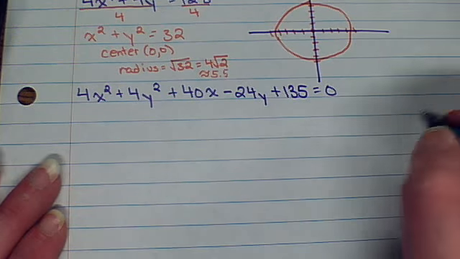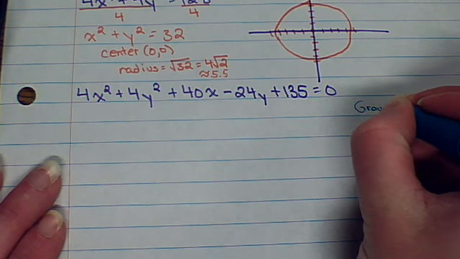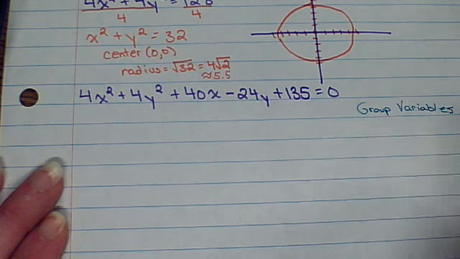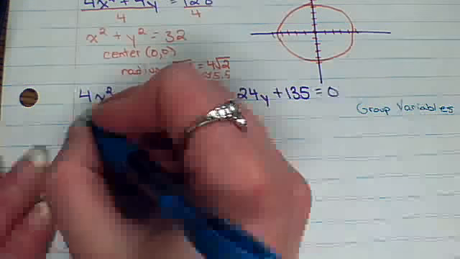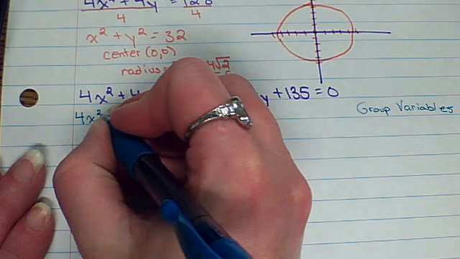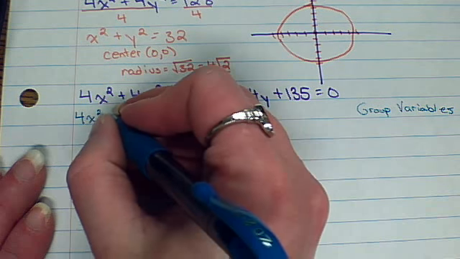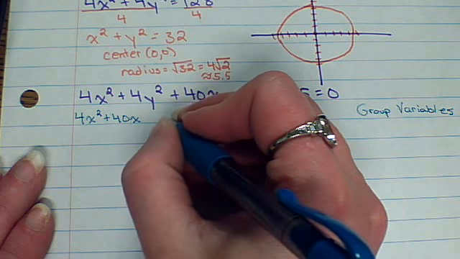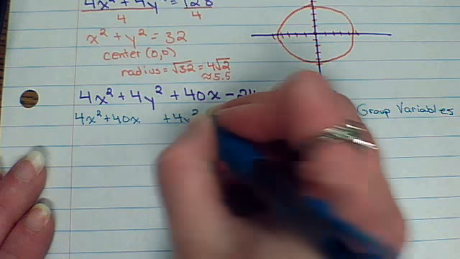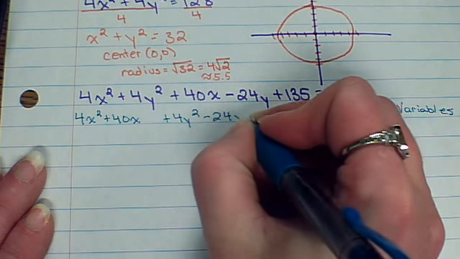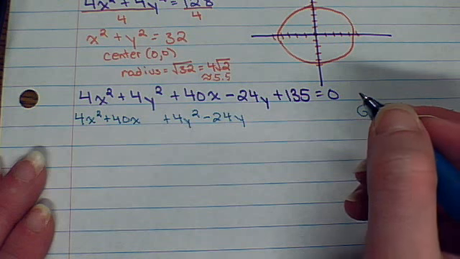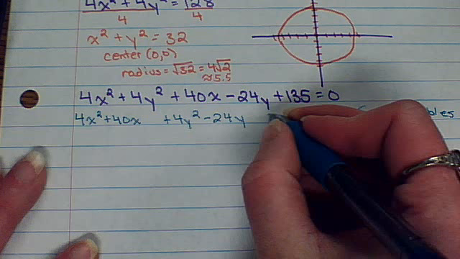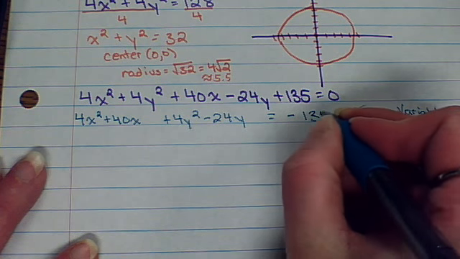The first thing I'm going to advise you to do is to group the variables. You'll notice that the x's aren't together and the y's are not all together. So if I group them, I'll have 4x² here, and I'm going to put the 40x next to it. I'll even put the 4y² here, minus 24y next. Now the other thing I'd like to do is, since this doesn't have a variable, I'm going to move it. It goes to the other side and it becomes −135.